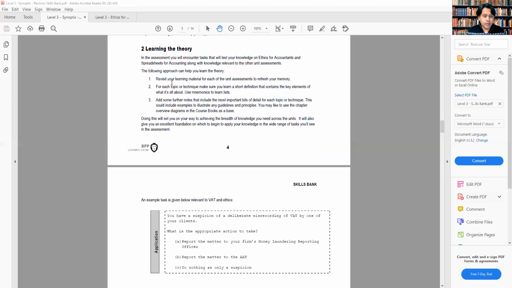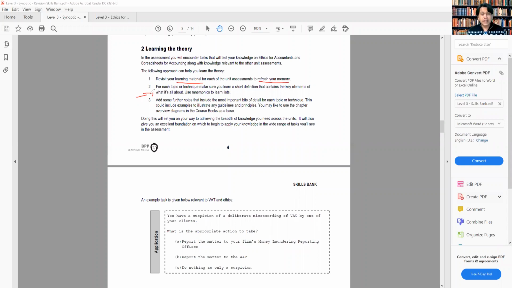We have revise. So revise your learning material, obviously, to refresh your memory. As we know, the synoptic is the combination of everything, so we need to make sure we revise once again to refresh our memory. That's why I say revise the learning material to refresh your memory. That's number one. Number two, for each topic or technique, make sure you learn a short definition that contains the key element, what it is all about.